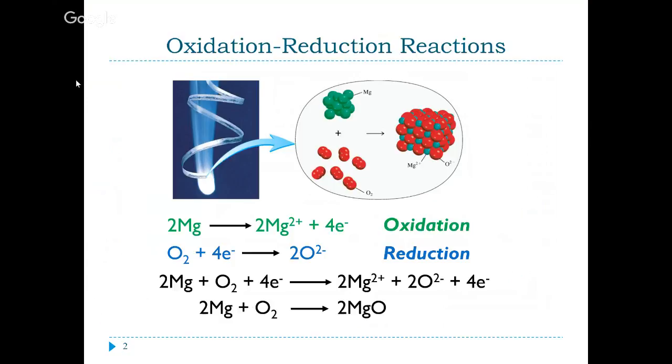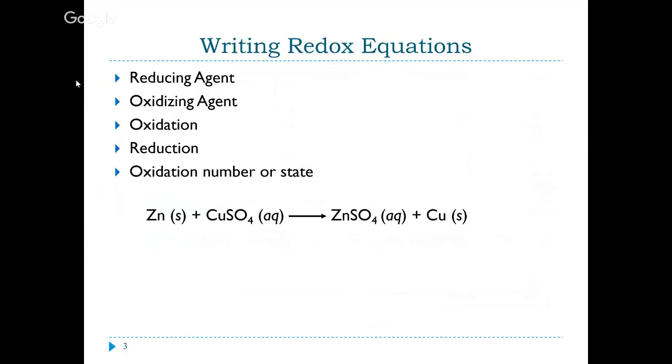The overall balanced equation, if we take out the electrons, is magnesium combusting in oxygen and forming magnesium oxide. In writing redox equations, we can talk about a couple different things. One is the reducing agent, the substance that has the power to reduce something else. If you're the reducing agent, it means that you yourself are being oxidized.